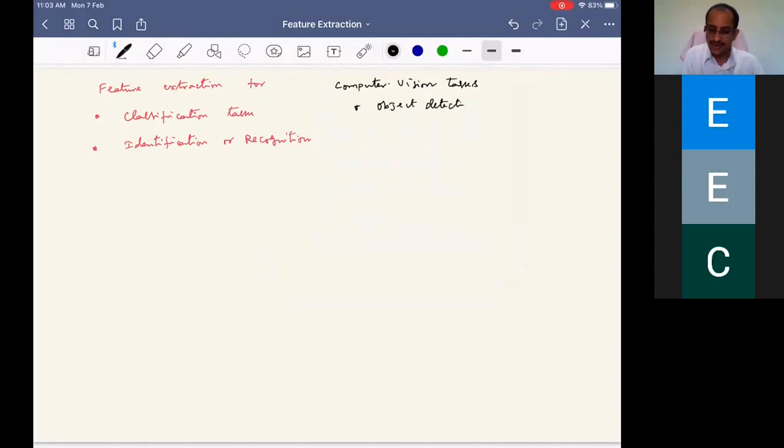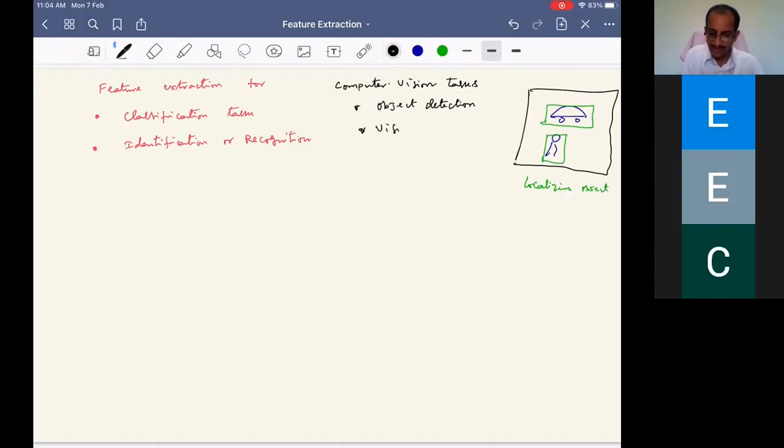So object detection means what? In a given image, we want to identify a particular object, let it be a car or whatever. So this is object detection. We put a bounding box around the object. That is referred to as object detection, or localizing the object. Okay. What are the other computer vision tasks other than object detection? Tracking.